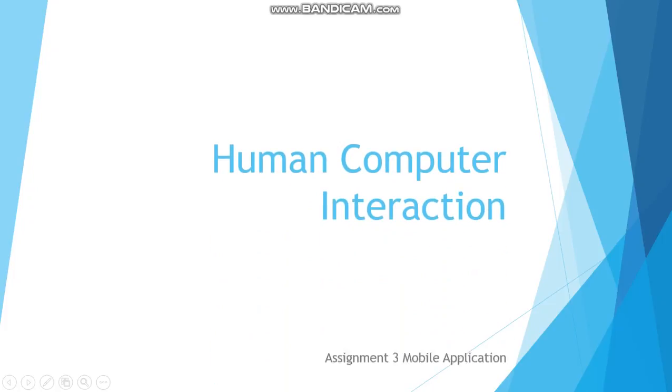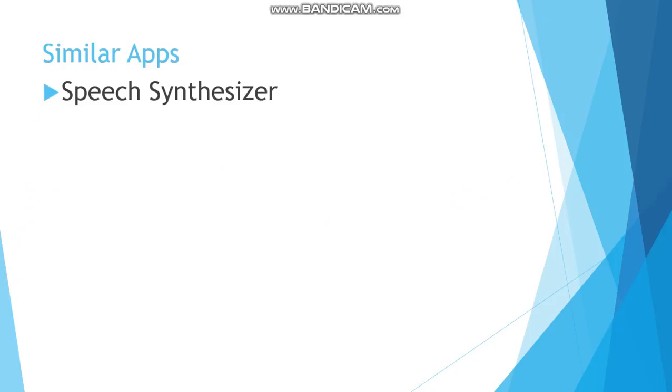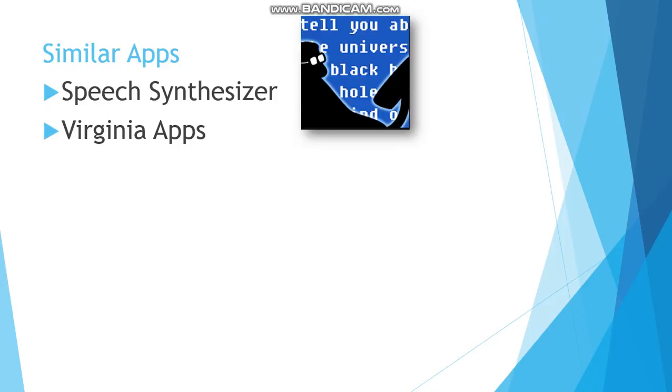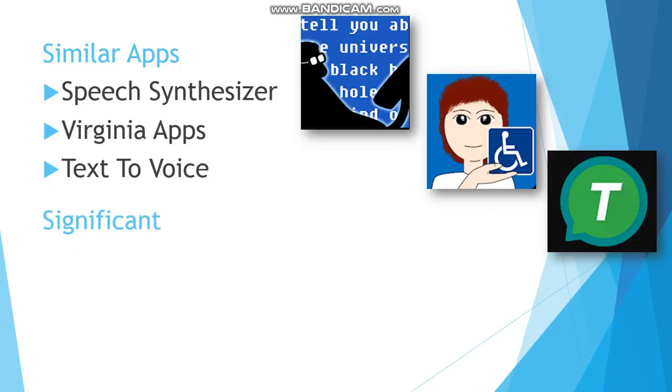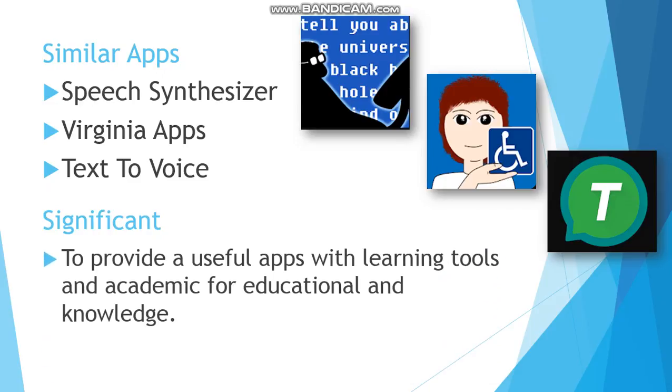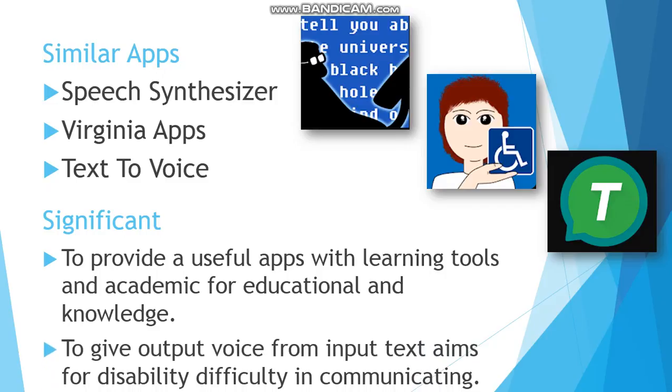Good day everyone. Today I will explain the course Human-Computer Interactions for the Assignment 3 mobile applications. There are similar applications: speech synthesizer, Virginia application, and also text-to-voice applications. The significance of these is to provide a useful application with learning tools and academic resources for education and knowledge, and also to give output voice from input text, aimed at people with disabilities who have difficulty communicating with others in society.